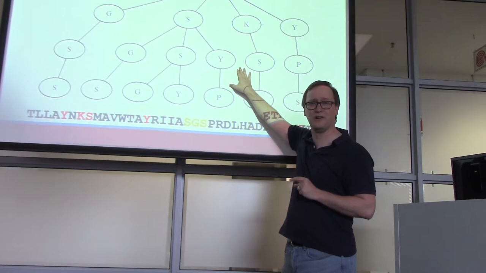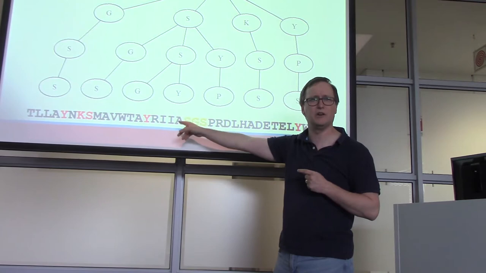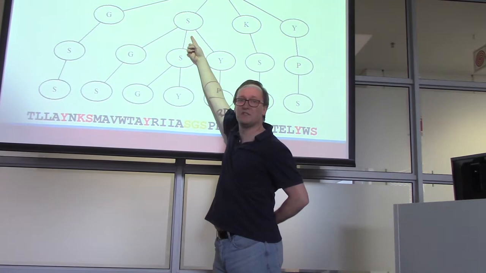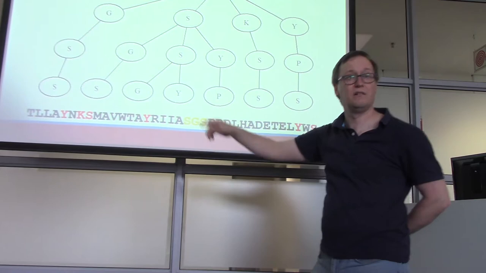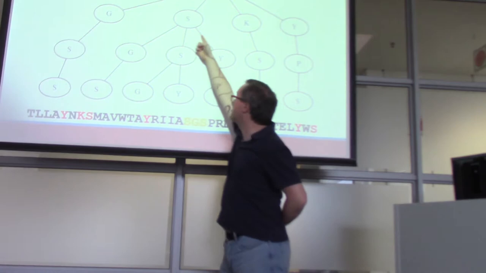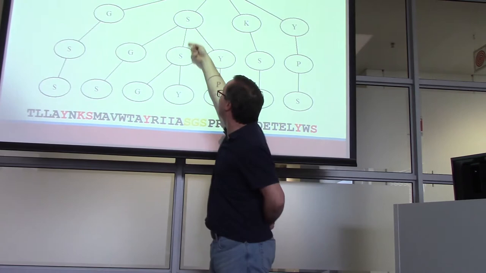Now, it might not be obvious to you how the three-letter sequences from up there apply down here, but I'm going to point out that they're real. First off, there are four different sequences of three letters that start with S in there. Can you see them? I see SSG, SGS, SSY, and SYP. All of those are three-letter sequences starting with the letter S. All of those are represented by this branch out of this tree. SGS, SSG, SSY, and SYP.